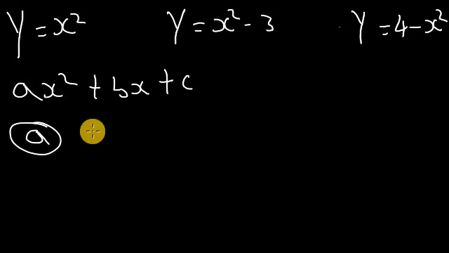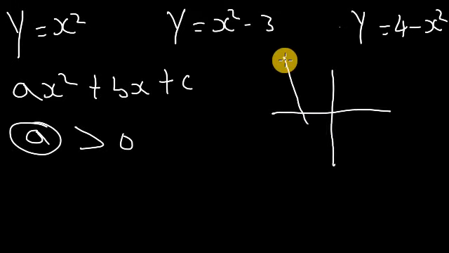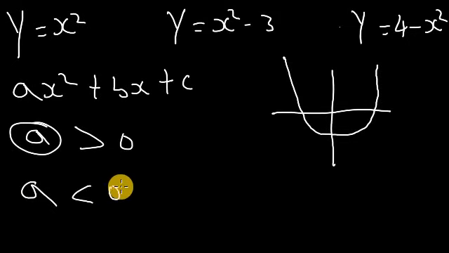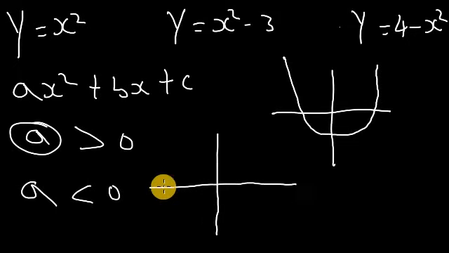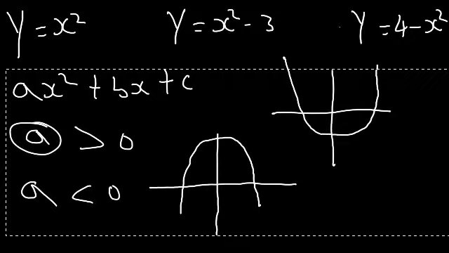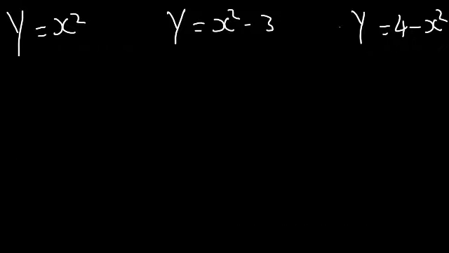If a is greater than 0, that is, if a is positive, then the graph is going to open upward, meaning that the parabola will look like this. And if a is less than 0, if a is negative, then the parabola is going to open downward. So that's one thing you need to keep in mind about quadratic functions. Now let's graph all these functions and figure out the possible values that y can take.